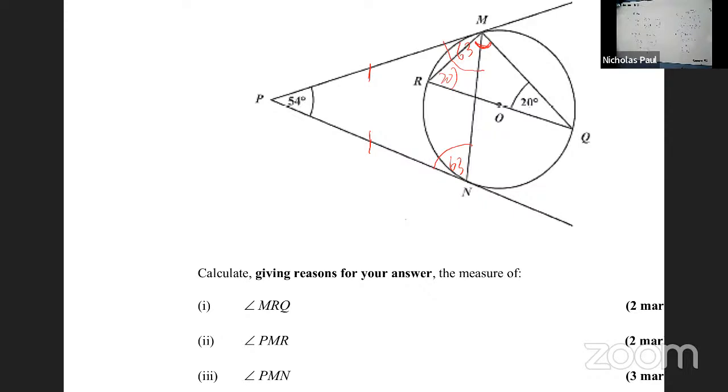How do we get MRQ though? Where is M? MRQ. So we got that. That's 70. What is PMR? PMR is this little piece right here. How are we doing that? So we found the whole thing is 63. We have to find what they want us to find right here. And we know that here is 70.